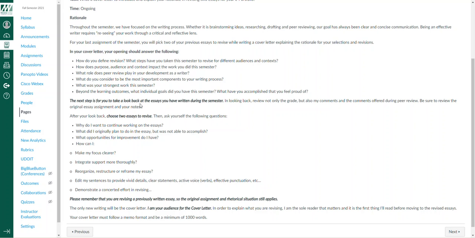So the next step is for you to take a look back at the essays you've written during the semester, looking back not only at the grade, but also at comments during peer review. And be sure to review the original essay assignment and your notes.